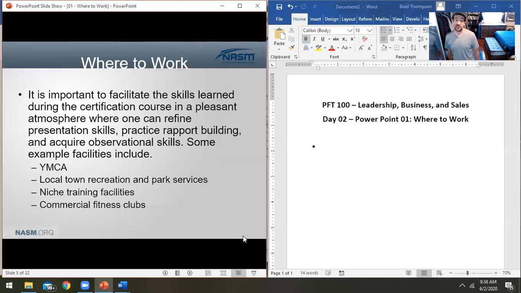We're going to talk about the different types of gyms that are out there. It is important to facilitate the skills that you've learned. There are a lot of different places out there, things like the YMCA. The YMCA is a great place to start. The pay is not super awesome, but the volume is great.